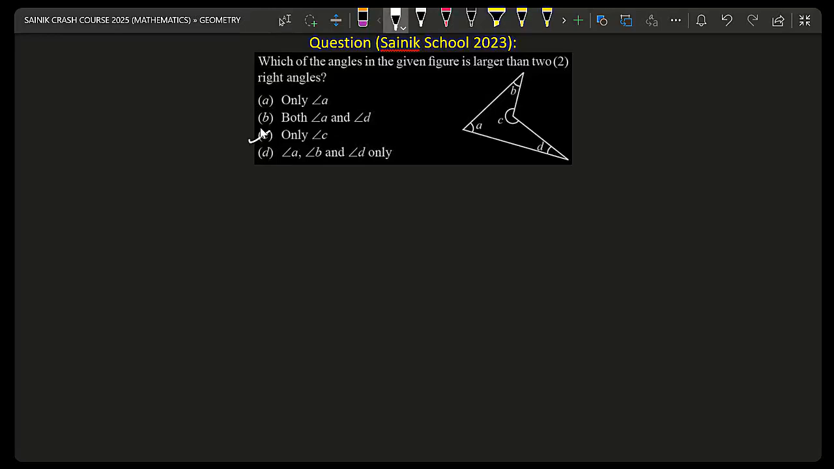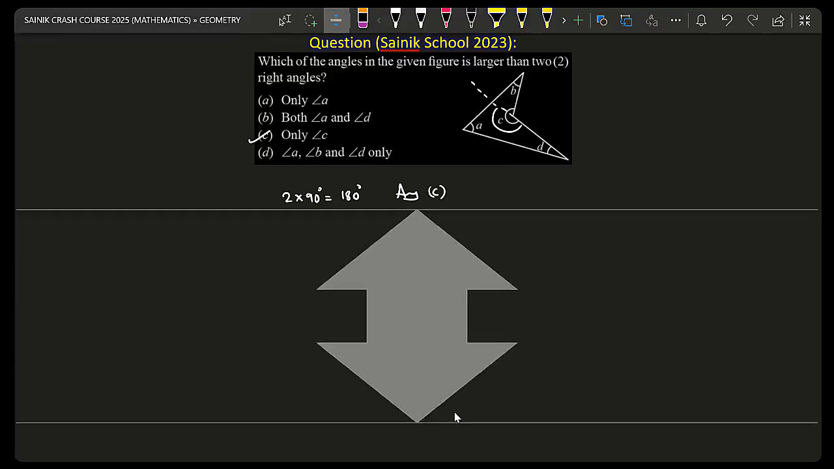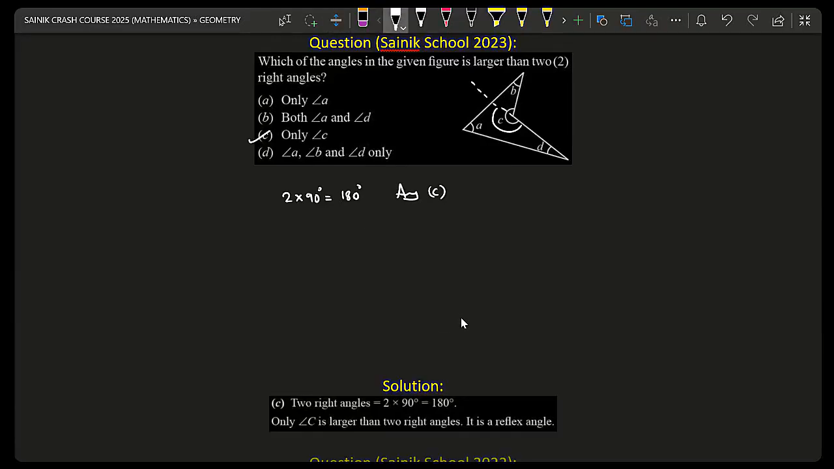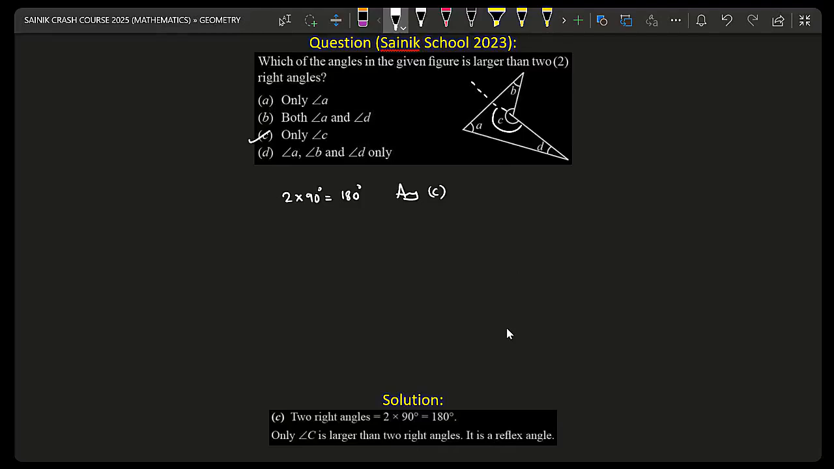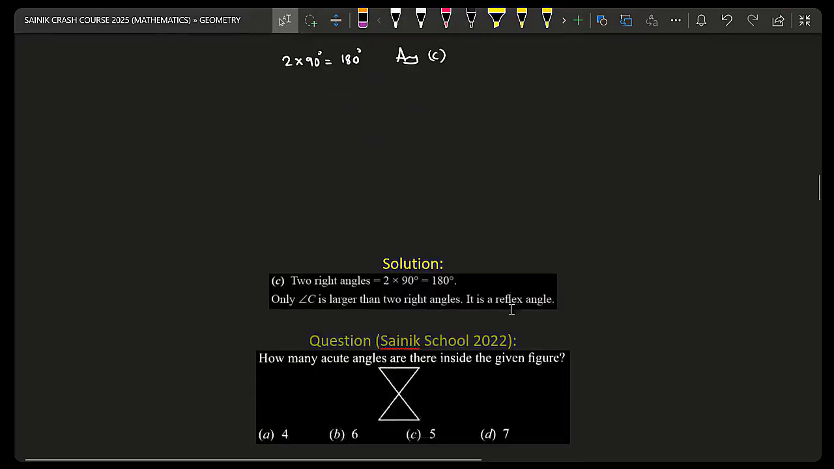Through the figure also we can identify that C is more than two right angles. We know two right angles means 2 into 90 degrees, which is equal to 180 degrees, a straight angle. I can create a straight angle here by extending this line. So this is 180 degrees, but you can see in the figure C is greater than 180 degrees. So the answer is C. Very good. So this is about this question. Which type of angle is this? It is more than 180 degrees but less than a complete angle. We can say it is a reflex angle. And the next question is here.